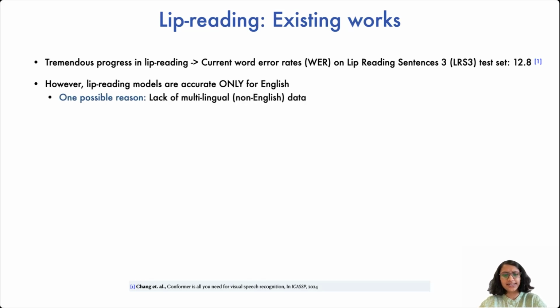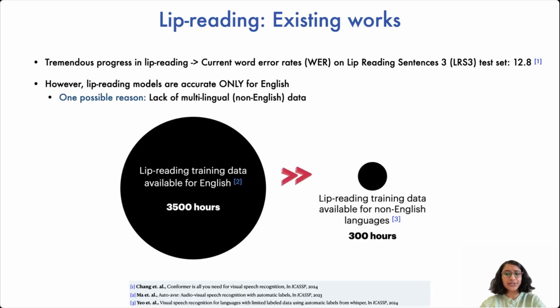One of the main reasons for this inferior performance can be attributed to the lack of multilingual lip reading datasets that are publicly available today. When compared to English, which has more than 3,500 hours of training data, non English languages, including Spanish, French, and a few others, have very limited data, around 300 hours each, which is an order of magnitude smaller than English datasets.